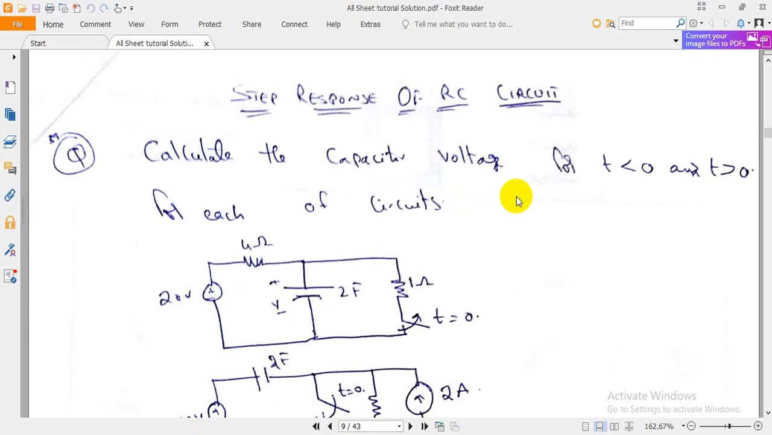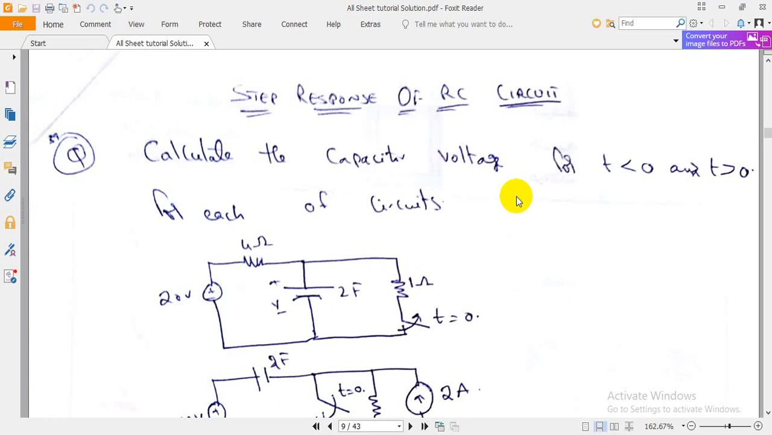Good morning. In this video, we are going to discuss the step response of an RC circuit. This is a subject regarding electric circuits, that means the transient response of electrical circuits.